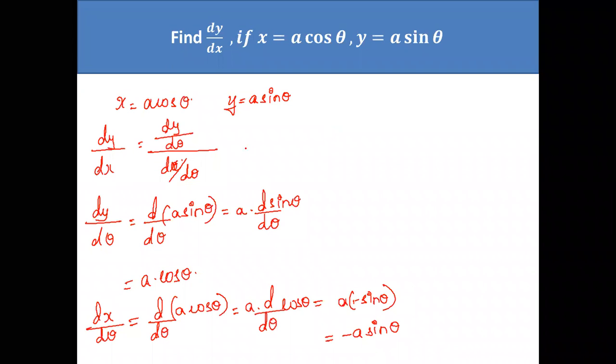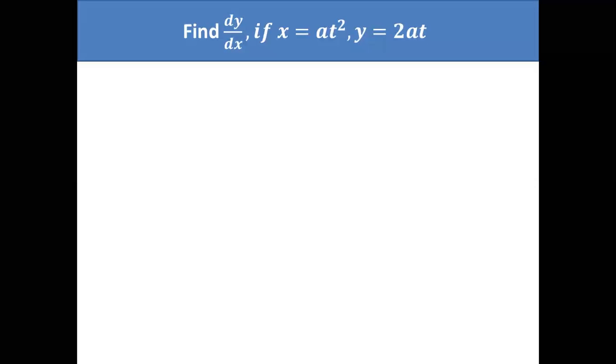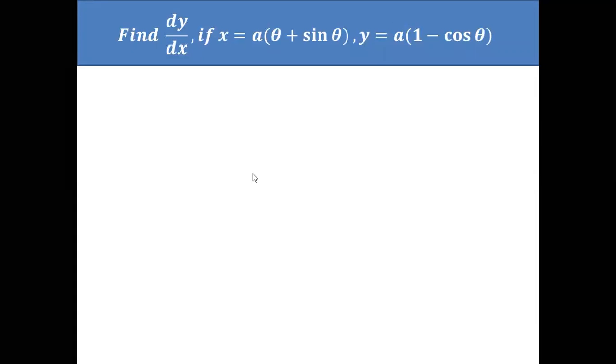Then substitute these two in the equation. So you will get a cos theta divided by minus a sin theta. The a gets cancelled. So it is minus cos theta by sin theta, which is minus cot theta. Cos theta by sin theta is cot theta. I hope you have got the answer. Since these are homework questions, I'll be moving quickly. I won't explain in detail.